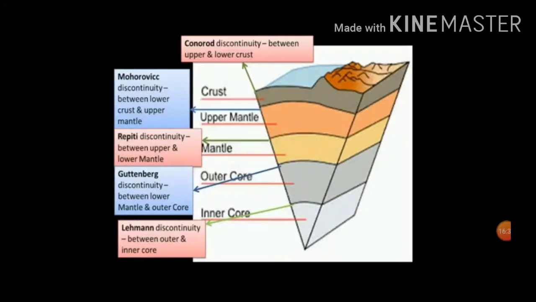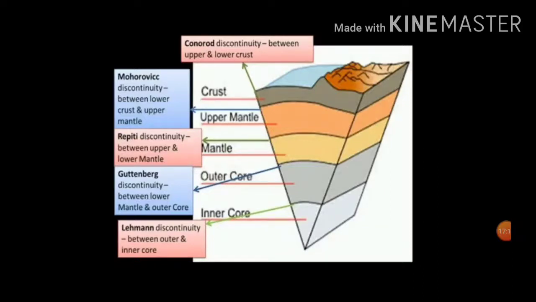It was first deduced by a scientist called Conrad, and is named after him, called the Conrad discontinuity. Now there is a discontinuity between the crust and the mantle. This discontinuity was deduced by a scientist called Mohorovicic, and it is by his name that the discontinuity is called the Moho discontinuity. There is a discontinuity between the mantle and the core. It has been named after Gutenberg, a scientist who discovered it.